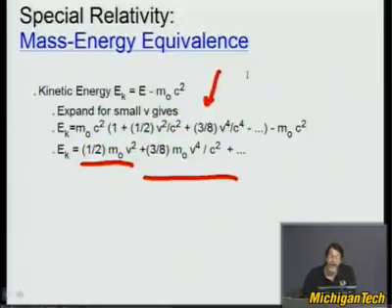So E is only an estimation equal to 1/2 m, where m is the rest mass, v squared. The first correction term is 3/8 m v to the fourth over c to the fourth. So that will end this special relativity 1 lecture.